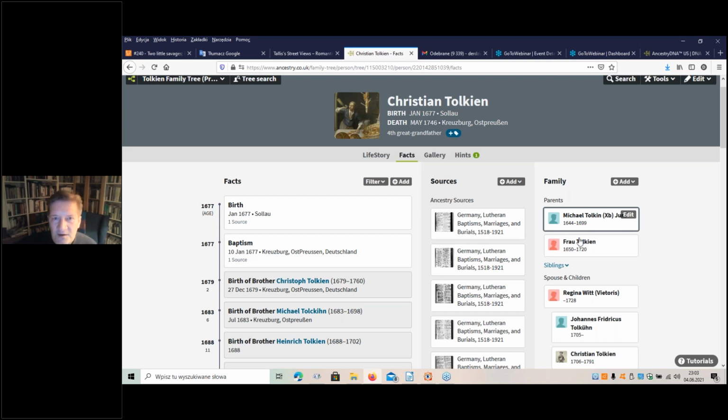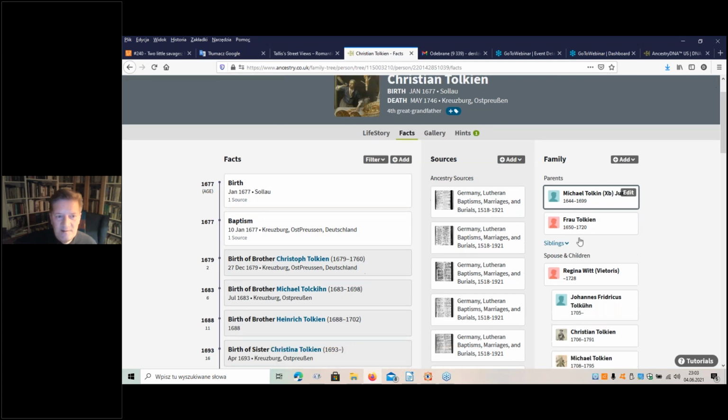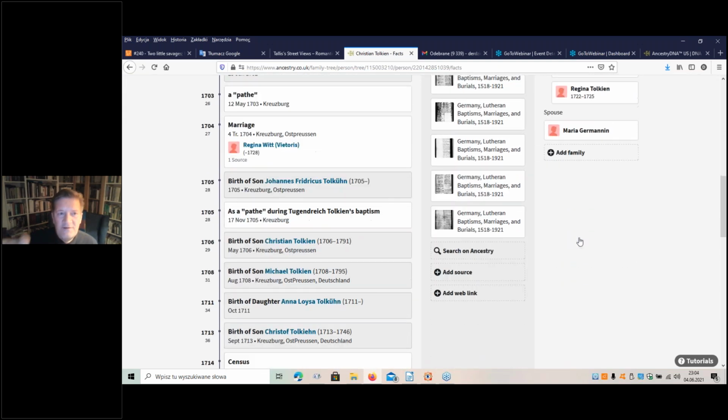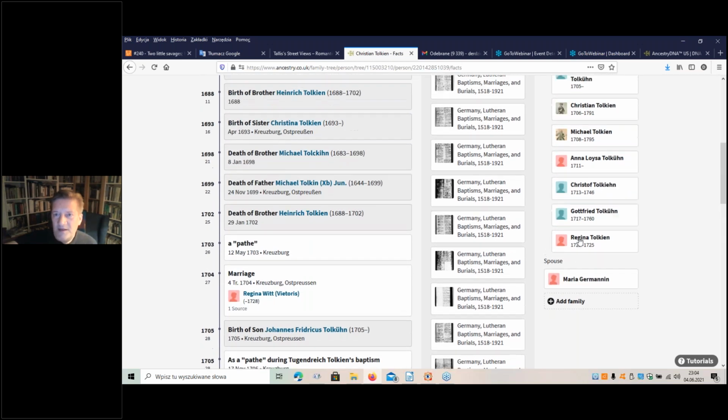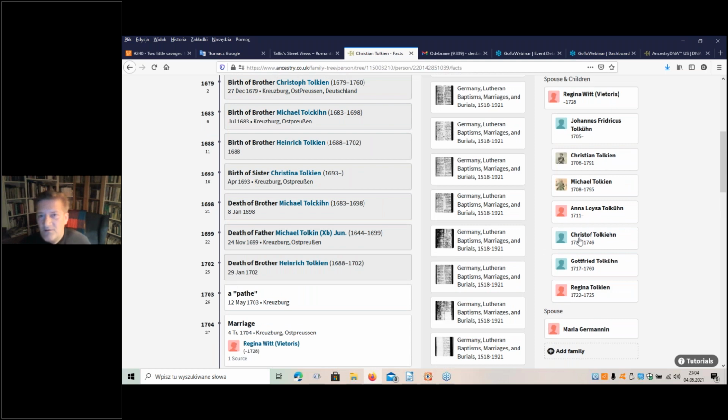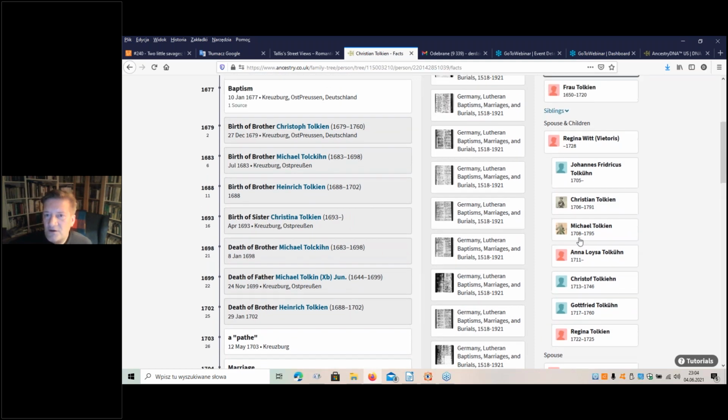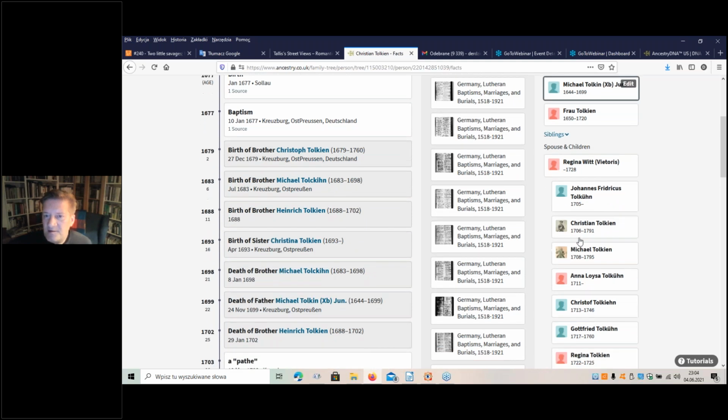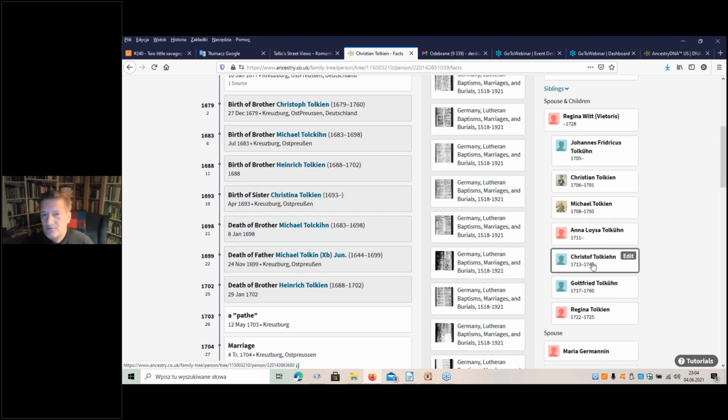It is, as you can see here, 17th century, 18th century. Christian Tolkien was born in 1677 and he died in 1746. I found that he got married when he was 27 with Regina Witt, and they had many children. Many of them stayed in Kreuzberg. For example, I will show you Christoph Tolkien here. He was a shoemaker later, and many Tolkiens who, for example, were mayors of Kreuzberg in the 18th century were descendants of this Christoph Tolkien.